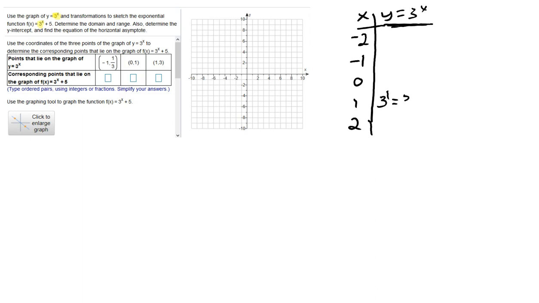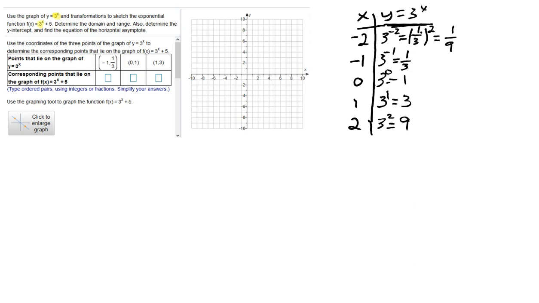I'll start with the easy ones first. 3 to the first is 3. 3 to the second is 9. 3 to the 0 is 1. 3 to the -1. Having an exponent that's negative, you're going to do the reciprocal of the base. So the reciprocal of 3 is 1/3. 3 to the -2, because of the negative, we're going to have the reciprocal of 1/3, and then we need to raise it to the second power. 1/3 to the second power will be 1/9.